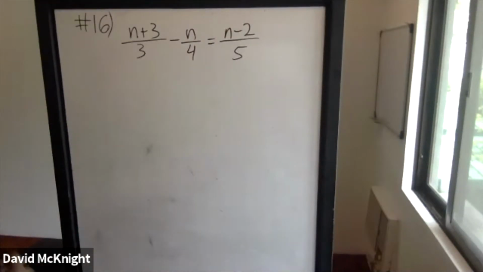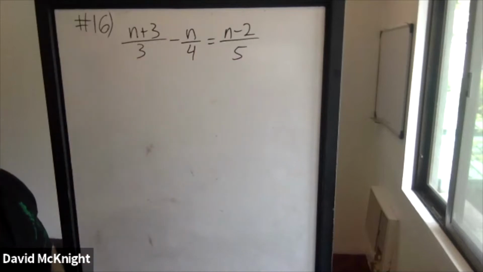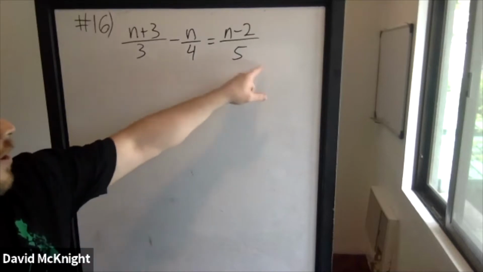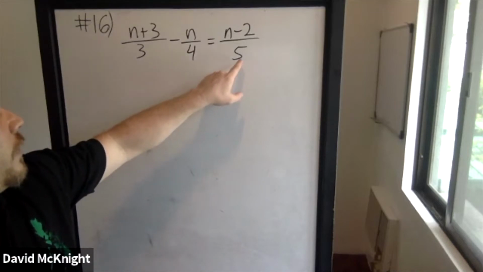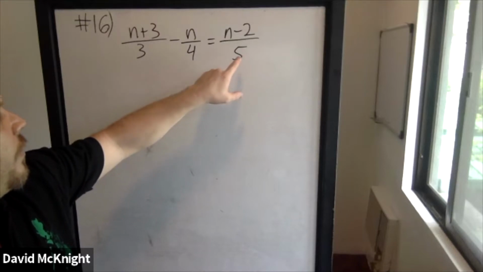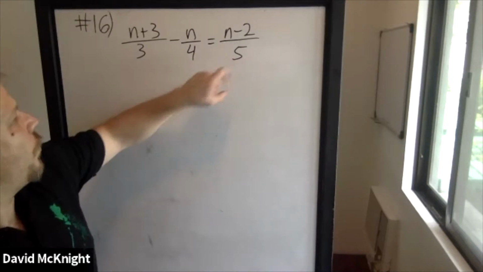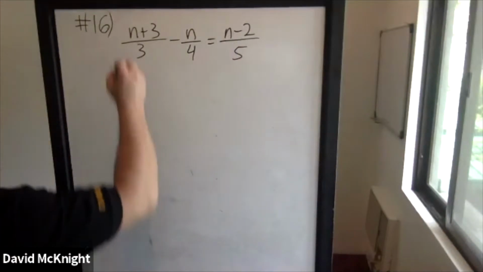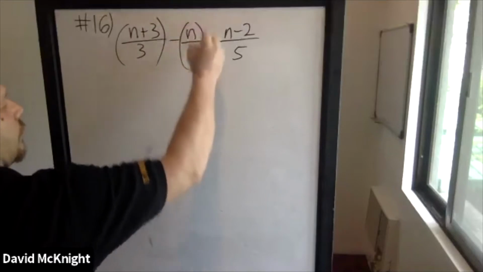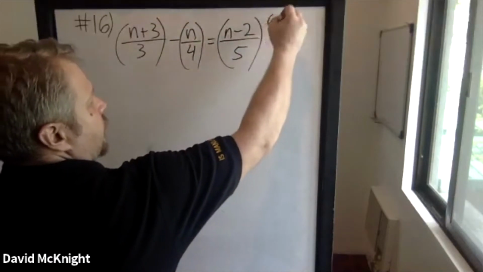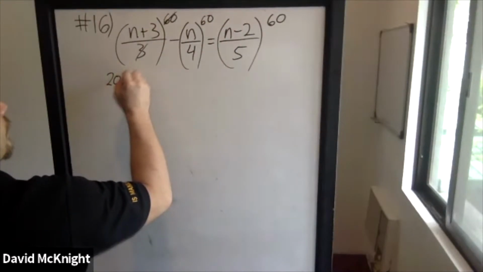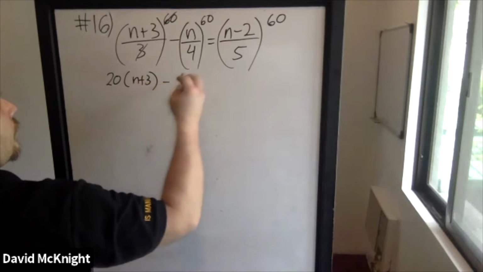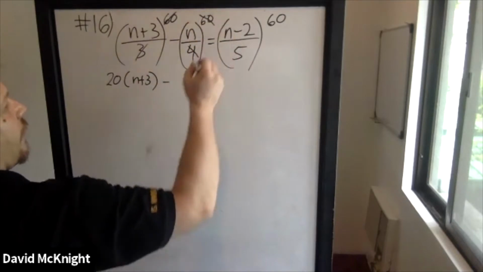All right, number 16. Again, we have a set of fractions. We need to multiply by the lowest common multiple of all the denominators to clear those fractions out. 5 is not going to work. 10, 15, 20, 25. We have to multiply everything by 60. So we're going to multiply everything by 60. Here we'll have 20. Here, 15.